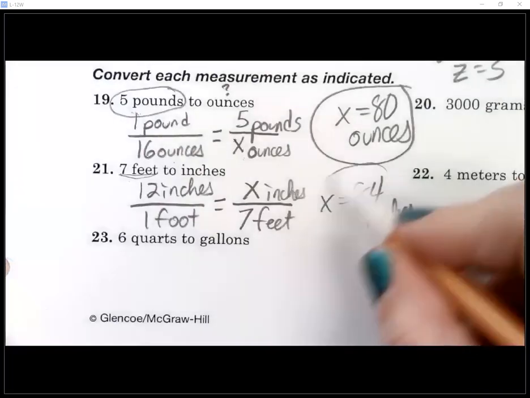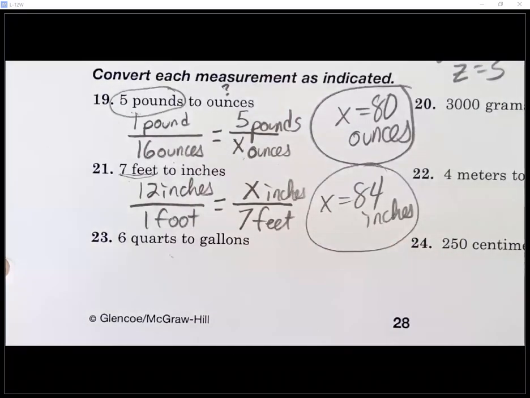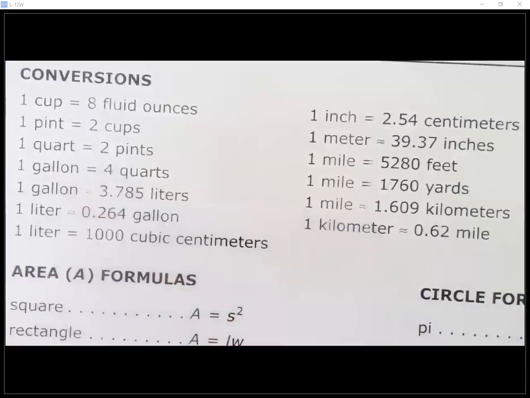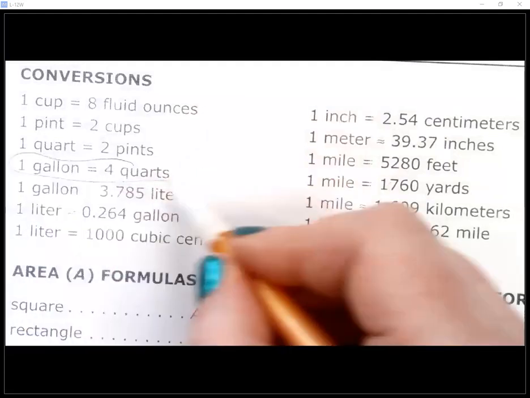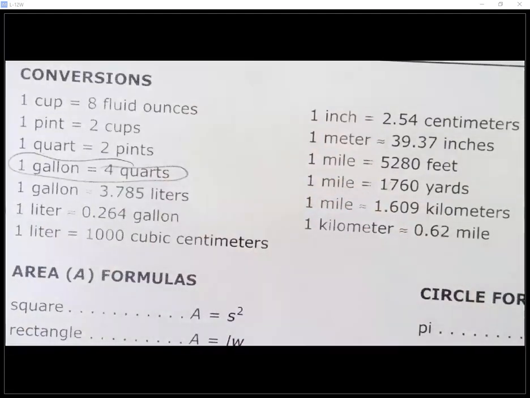All right, you tried 23, 6 quarts to a gallon. So if you look at the chart, try and find the quarts and the gallons. Oh, I found it. See if you can find it. So look on this chart for quarts and gallons. You found them? Try the whole problem. It's right here, if you didn't find it yet. 1 gallon is 4 quarts. So you can write that as a fraction, 1 gallon over 4 quarts, and then just match it on the other side.